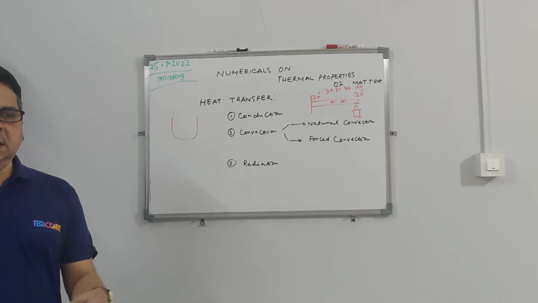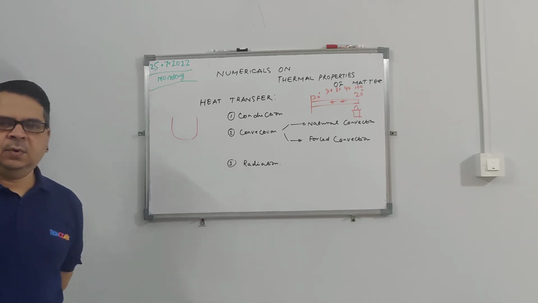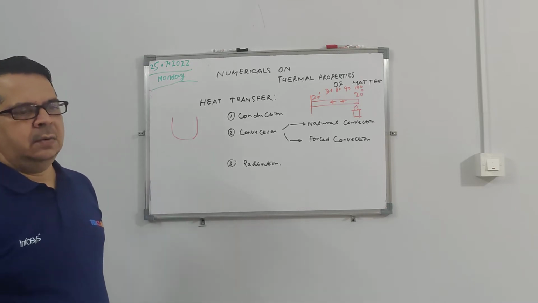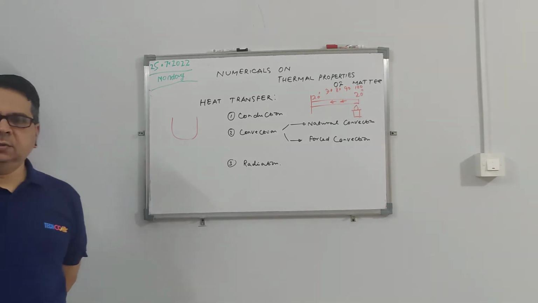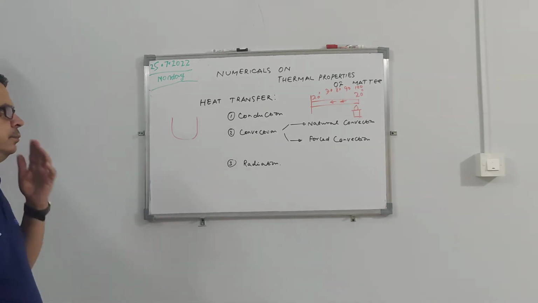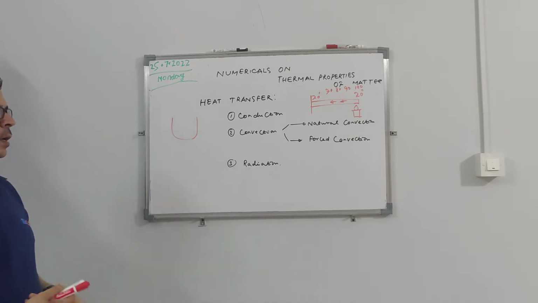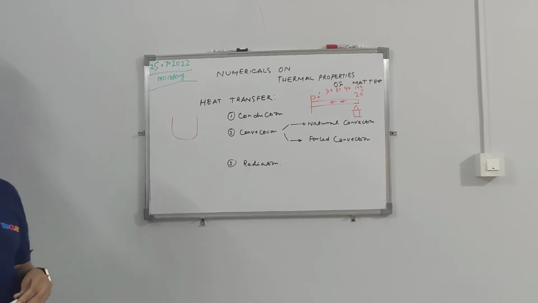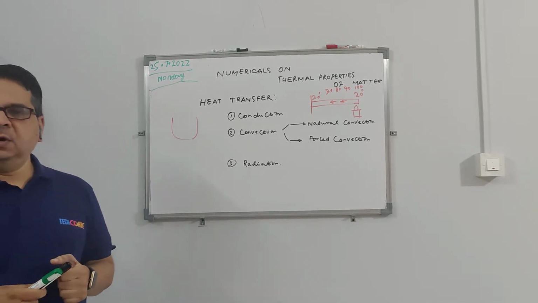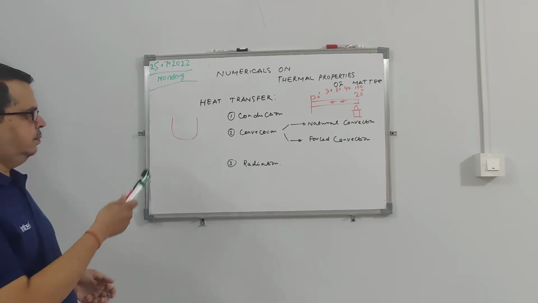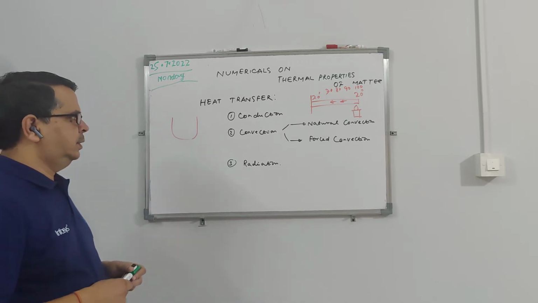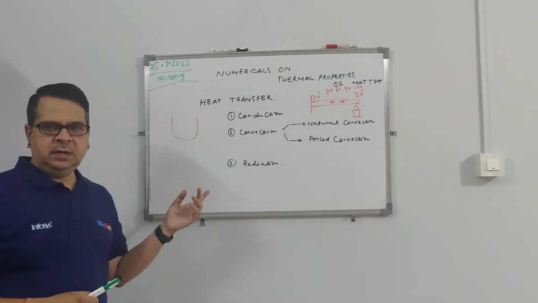Suppose you are heating an iron rod from one end, and you want to find out the temperature distribution throughout the length of the rod. Using some principle of heat transfer, you can find that out. Broadly, there are three modes of heat transfer: one is conduction, one is convection, and one is radiation.